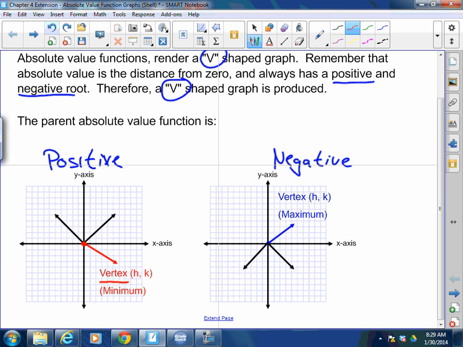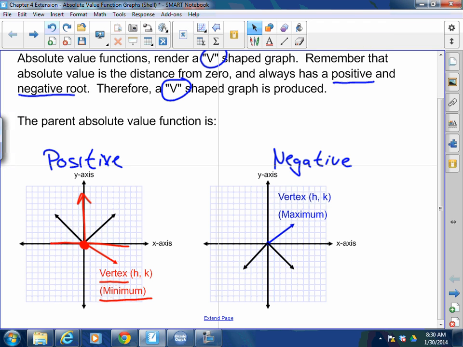And in this particular case, the vertex is the minimum. Why is it the minimum? Because this is the lowest value possible. From this value, don't we just go up from there? So this is my lowest possible value. It's a minimum. So when I have an absolute value function that is pointing upwards, I am looking at a minimum.